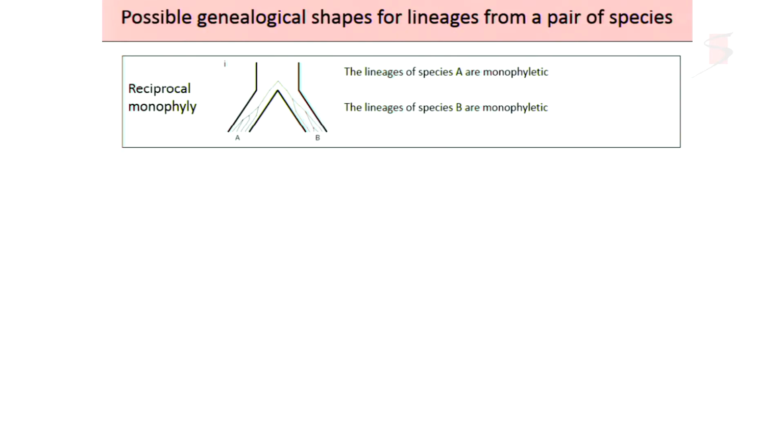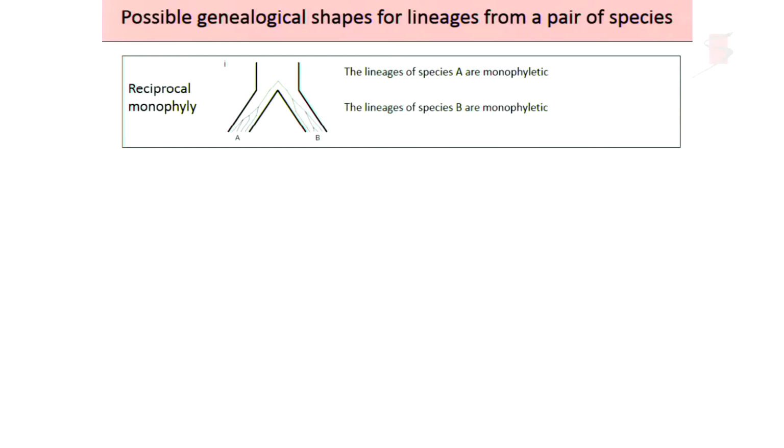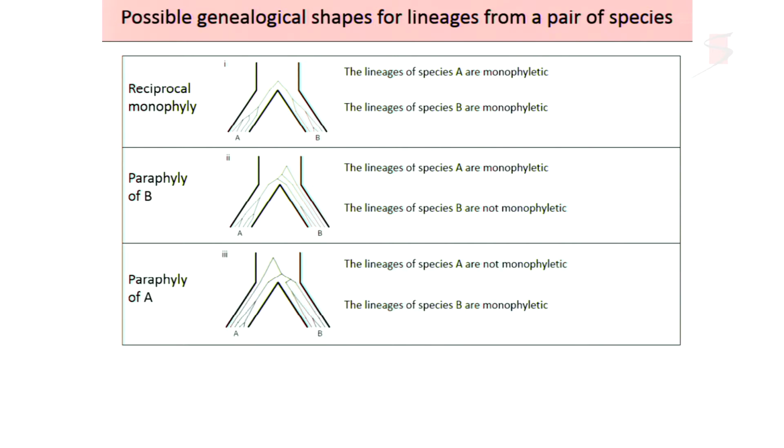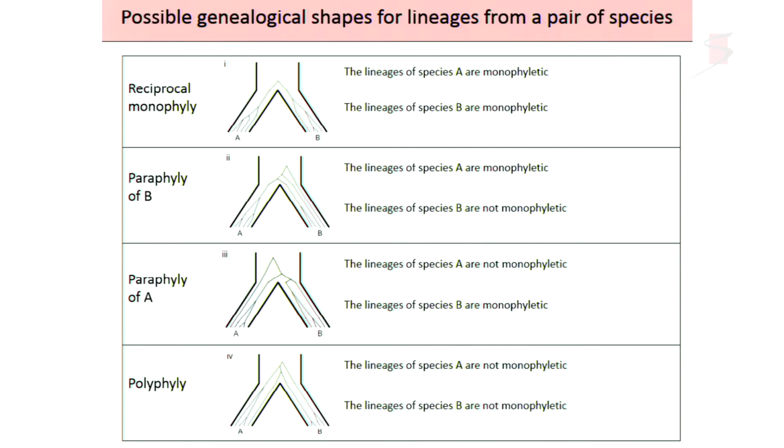If we took lineages sampled from two different species, there are 4 different ways we could classify the genealogies for lineages from 2 different species. Here we have reciprocal monophyly: lineages from A and B are separately monophyletic. Here, paraphyly of B. The lineages of A are monophyletic, but the lineages of B are not monophyletic, so they don't comprise all the descendants of their most recent common ancestor, because some of those descendants are in A. The reverse case, paraphyly of A, and then polyphyly, where neither species has monophyletic lineages.